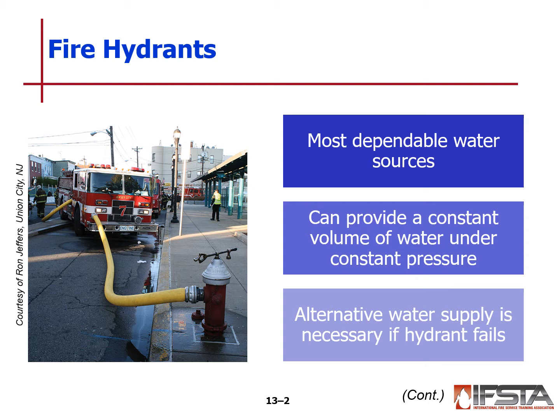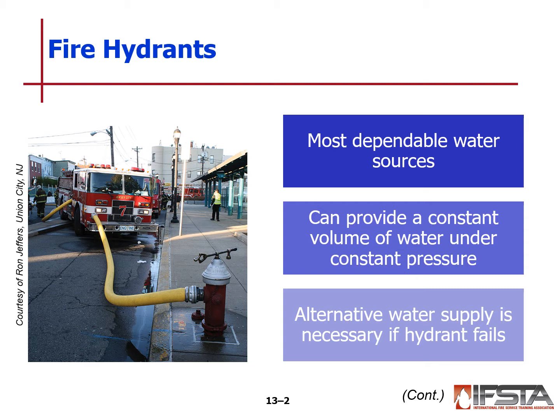We'll start with fire hydrants. We know that our most dependable water sources are the municipal water sources that we have in our cities. And in order for us to get water from the system itself, we rely on fire hydrants. There's a couple different types of fire hydrants that we're going to talk about. These can provide a consistent volume of water under a constant pressure. The alternative water supply is necessary if our fire hydrants fail.